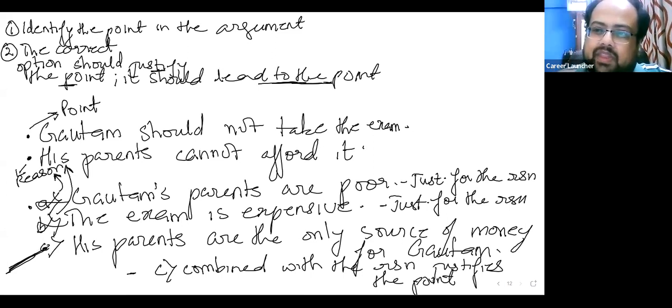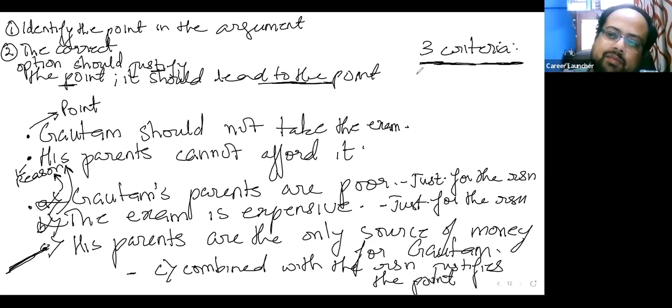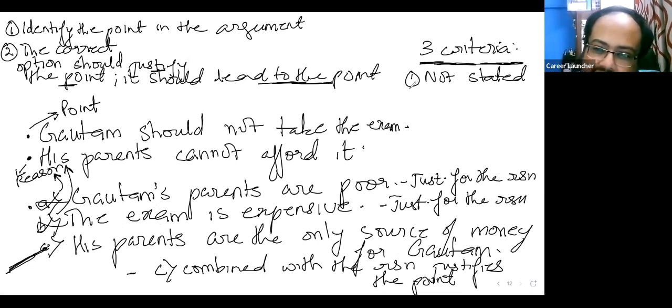Again, if you want, what you can do is you can check those three criteria. If you recall, there were three criteria that I had mentioned for an assumption. The first criteria was it should not be stated. So option C, which says his parents are the only source of money for Gautam, this point is not stated. So this criteria is satisfied.